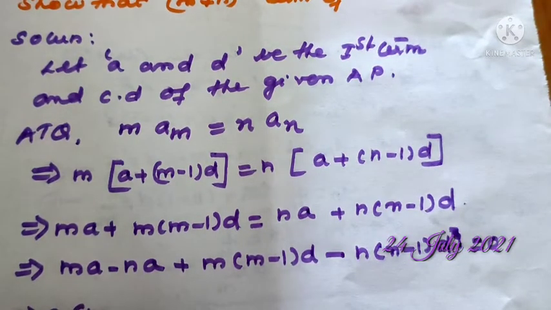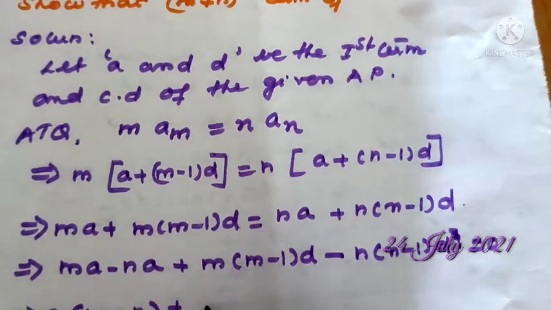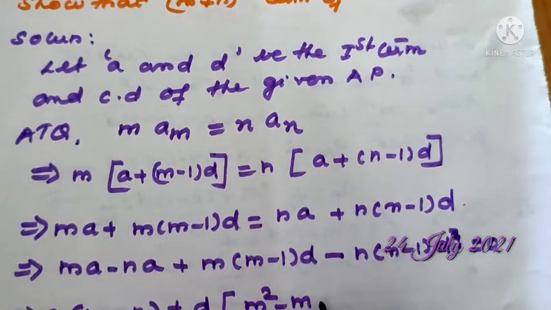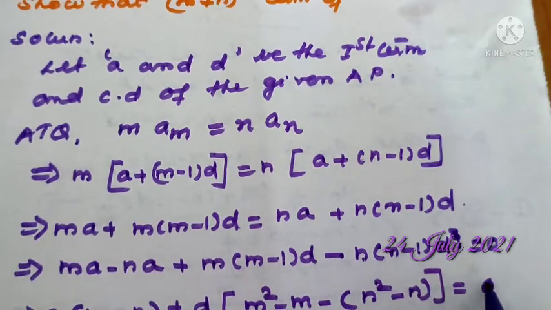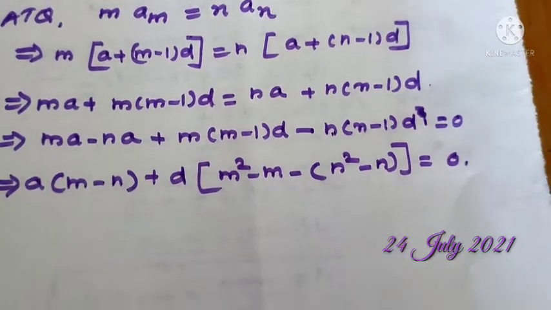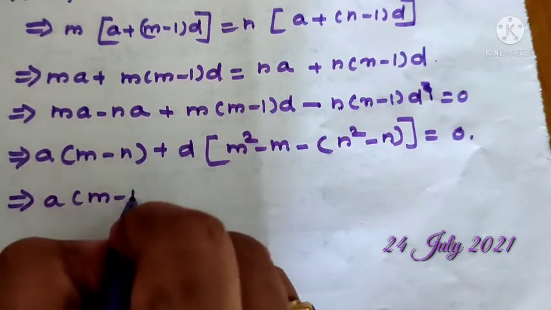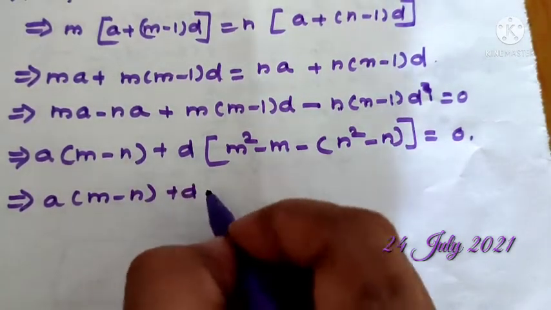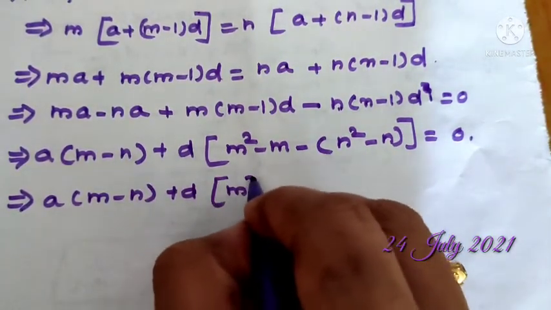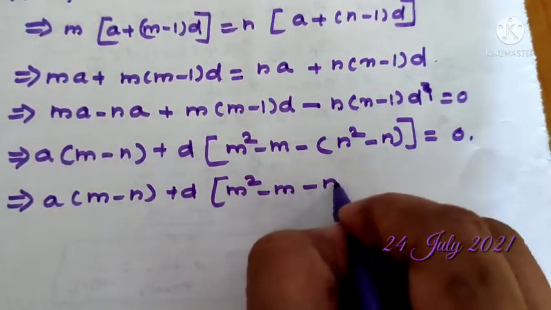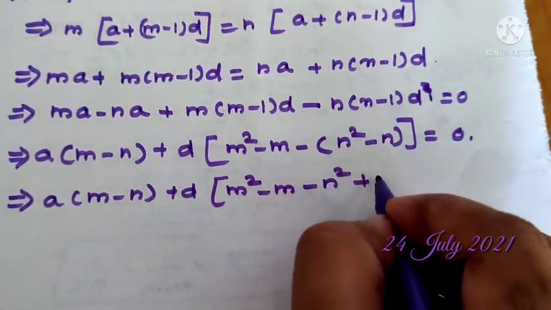What is common here? a(m - n) will come. Now d I am taking common and expanding the bracket also: m into (m square minus m), now minus is there, n into (n square minus n). Right? Now what is the next step? a into (m - n) plus d into (m square - m - n square + n).